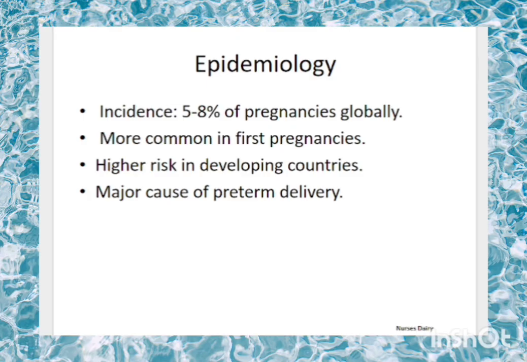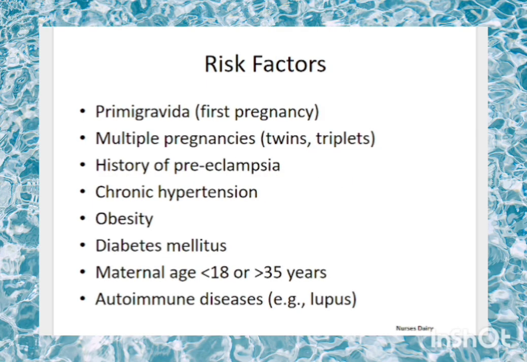So the epidemiology: incidences of 5 to 8% occurring in pregnancy globally. This is more common in first pregnancies. It has a higher risk in developing countries. Preeclampsia is a major cause of preterm delivery.